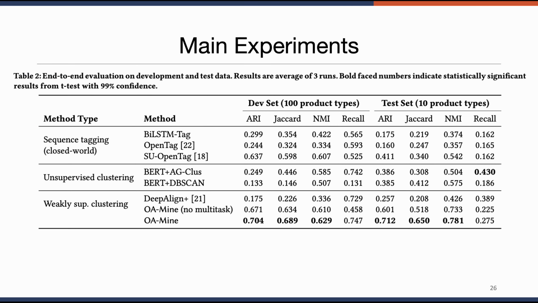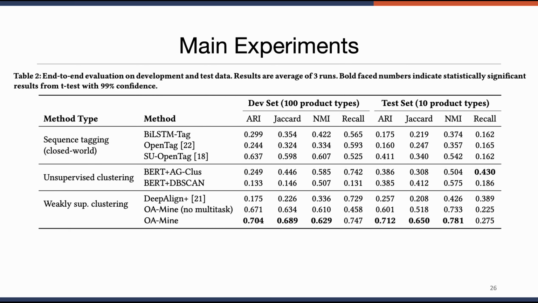For the experiments, we don't really have a prior method on the same subject, so we compare it to all sorts of baselines. We have prior methods on product attribute mining here, which are sequence tagging based and closed world. And we also have unsupervised clustering methods and another open world classification method that we adapted here called DeepAlign Plus. For this task, the output is a bunch of clusters. So we use clustering-based evaluation metrics like ARI, Jaccard, NMI, and recall here for evaluation.